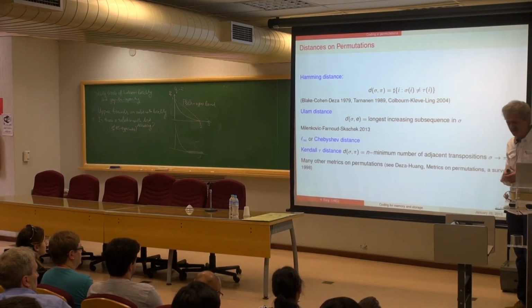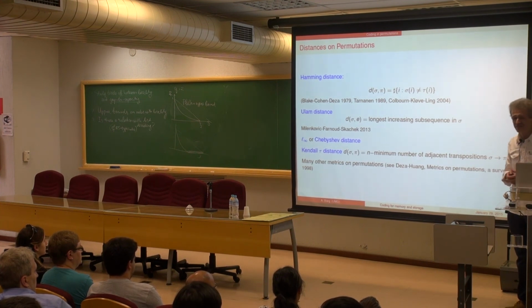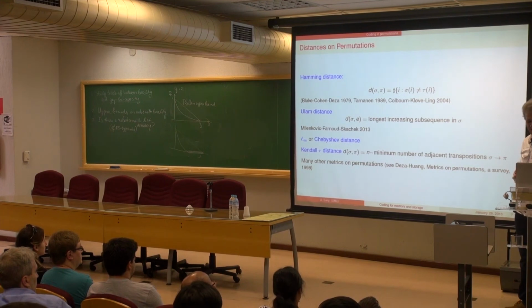There are many other metrics. There is a whole survey by Deza and Huang, metrics on permutations. You can find dozens of them, and you can study coding for each of them if you want.